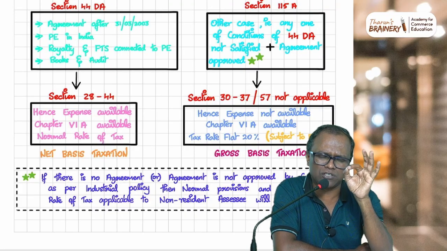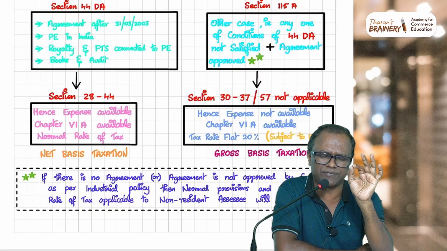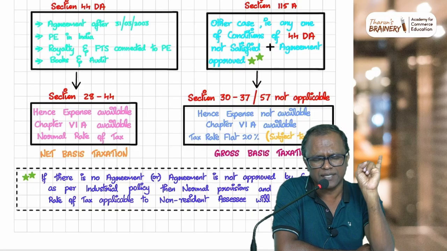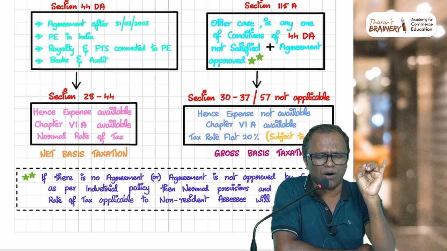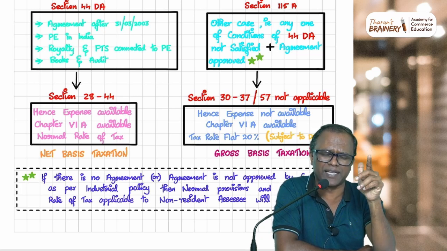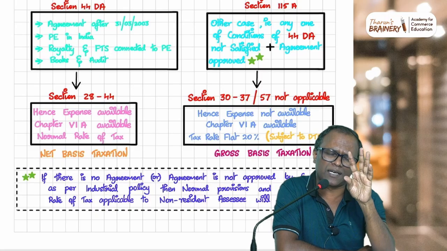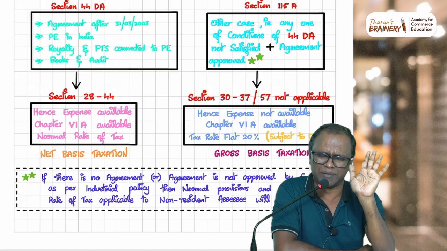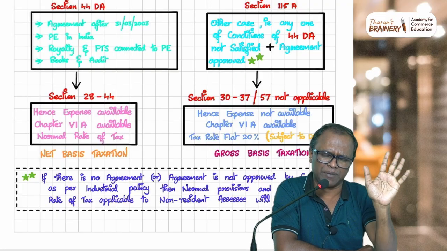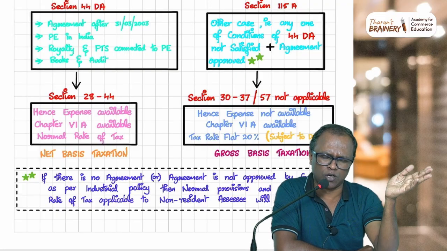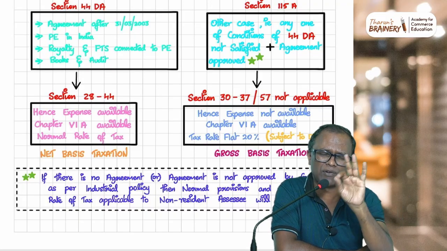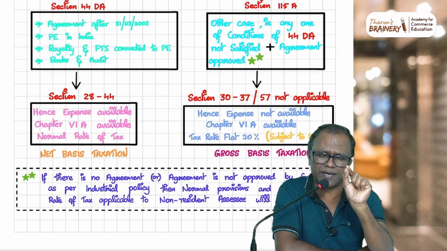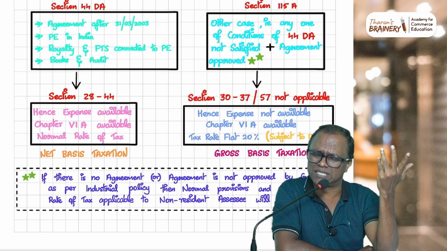This 20% gross basis taxation possible only if there is an agreement between non-resident and Indian entity or Indian government, or that agreement should be approved by central government. Or in some cases, there may not be a specific agreement, but that agreement will comply with all the conditions of industrial policy mentioned by the central government. In that situation, it is equal to an agreement. So either they should say there is an agreement, or they should say agreement approved by central government, or they should say in the question agreement is as per the industrial policy. Any one of these indications should be given, then only 115A. Otherwise, we should go to the general provision.